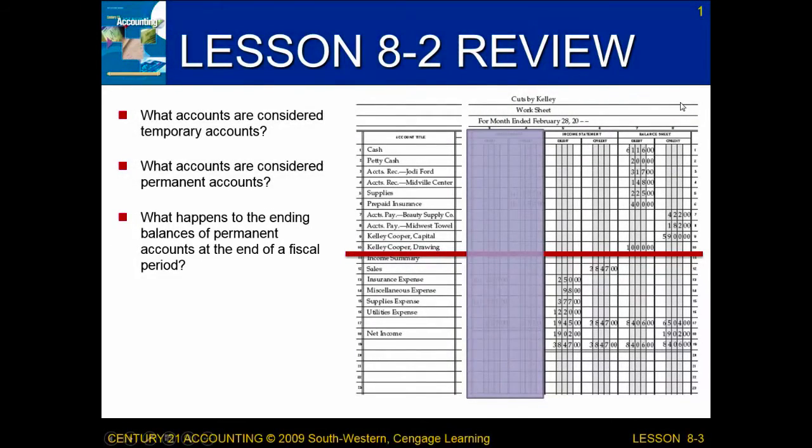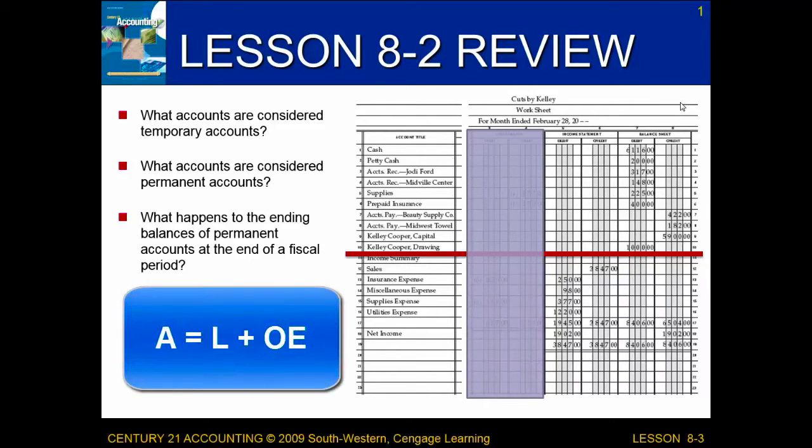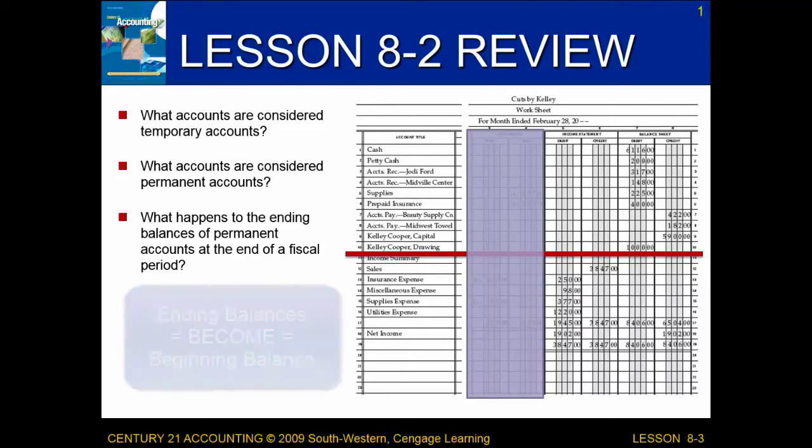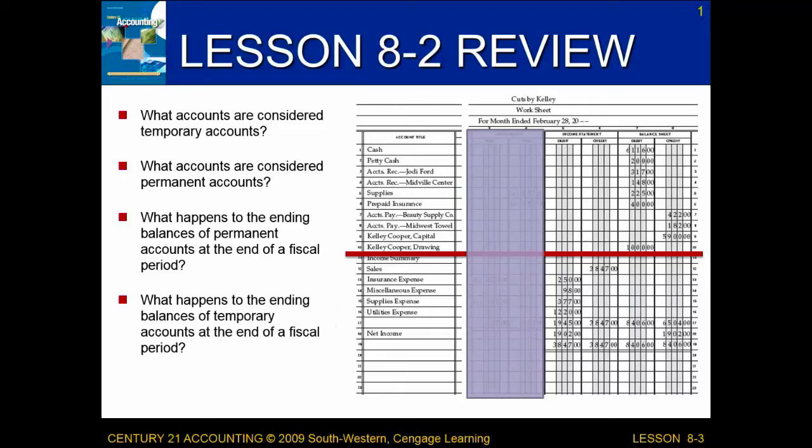What happens to the ending balances of permanent accounts at the end of a fiscal period? So again, permanent accounts are the accounting equation, assets equals liabilities plus owner's equity. Those ending balances become the beginning balance of the next fiscal period. And what happens to our temporary account?